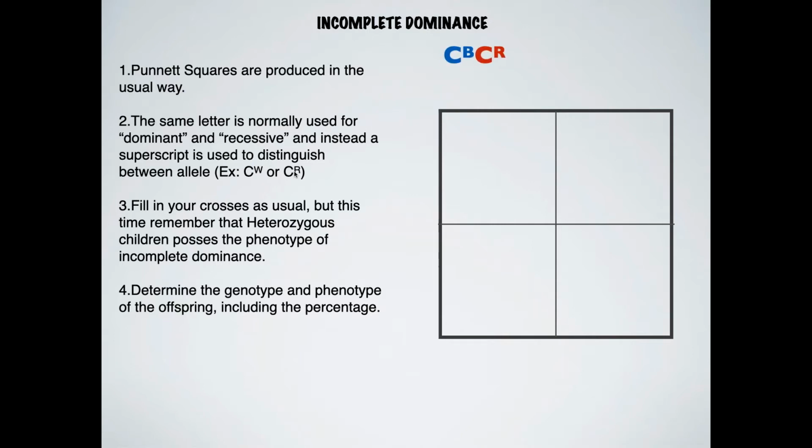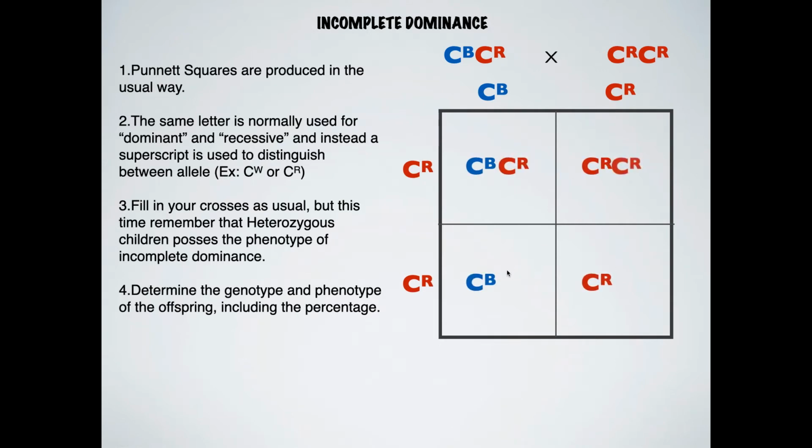So let's say that we have this crossing. Let me explain. CB, we're going to say that's a blue flower. CR, we're going to say that's red. That's the allele for red, and that's the allele for blue. So blue and red, if that's incompletely dominant, would be a purple flower. So we're looking at a purple flower and a red flower, and we're going to be crossing them. We still do the exact same thing. We separate our alleles, go column by column, and then row by row, and fill them in. So this would be the result.